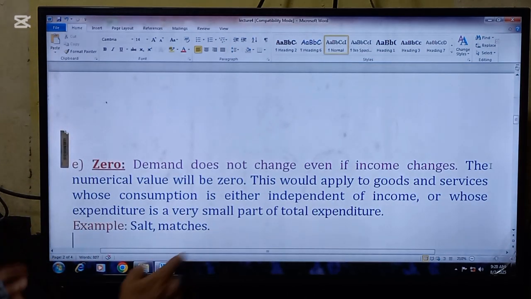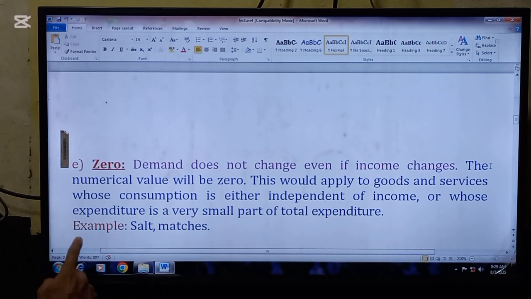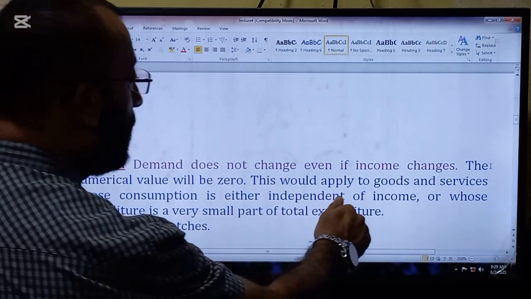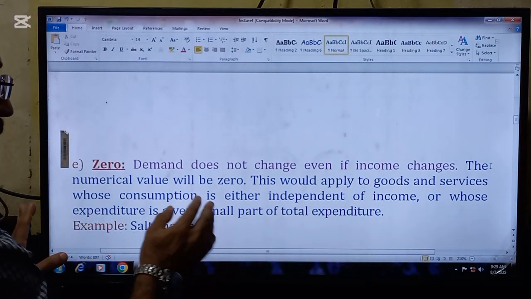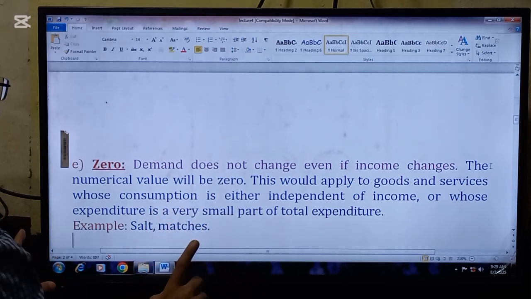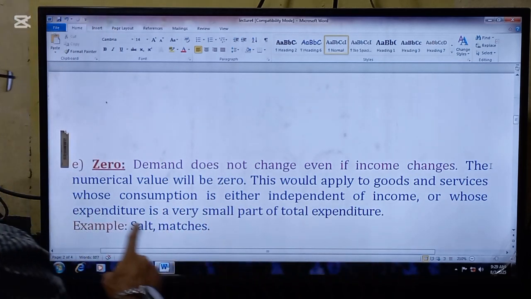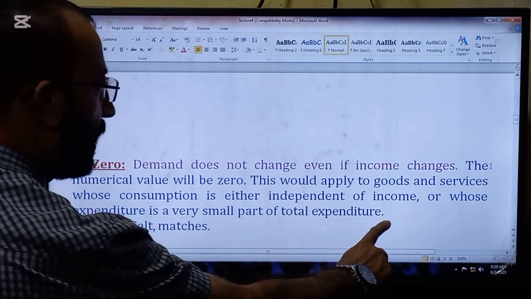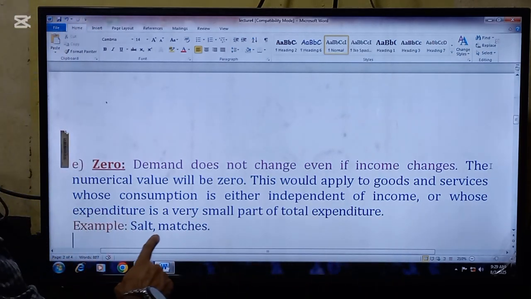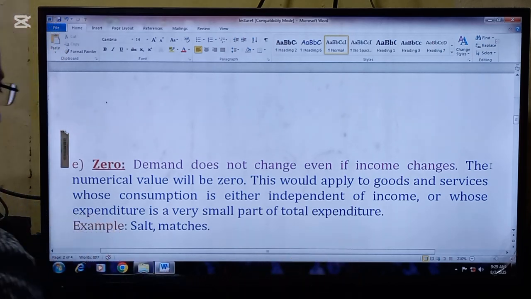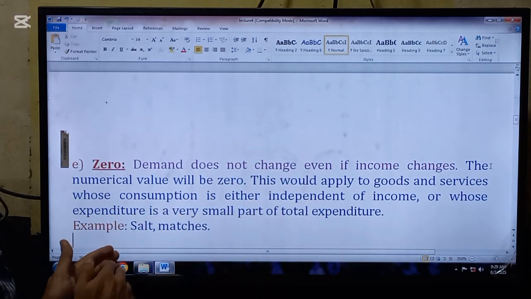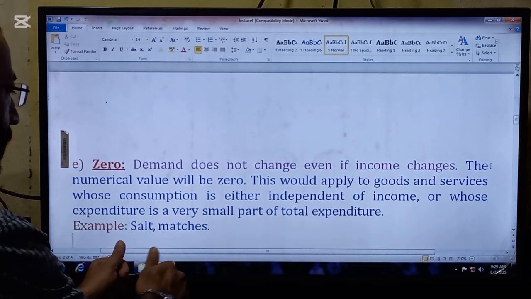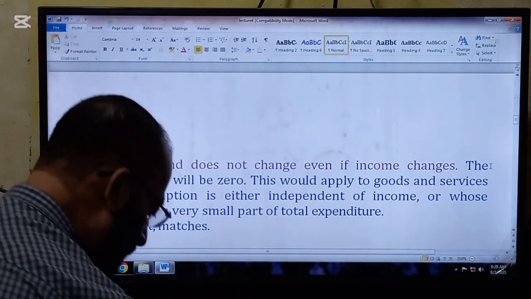The next category that we are going to read is zero. Demand does not change even if income changes. The numerical value will be zero. So when we put the values into the formula, the answer will be zero. This would apply to goods and services whose consumption is either independent of the income or whose expenditure is a very small part of the total expenditure, and examples are salt, matches. So if the income increases or decreases, the proportion spent on salt and matches will remain unchanged.